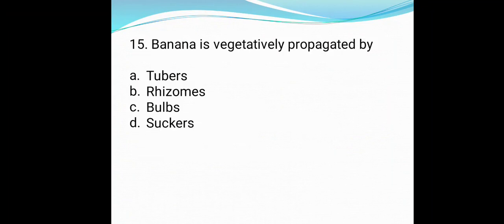Banana is vegetatively propagated by the rhizomes. So the answer is option B, rhizomes. With this we have solved another 15 questions of the chapter Reproduction in Organisms. Thank you.